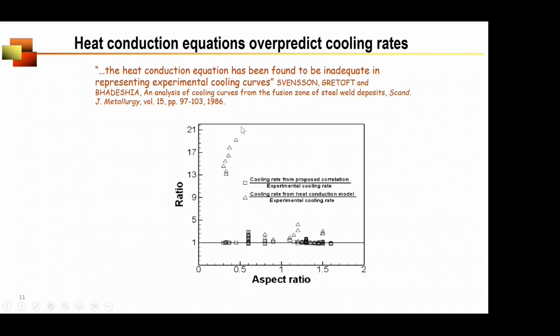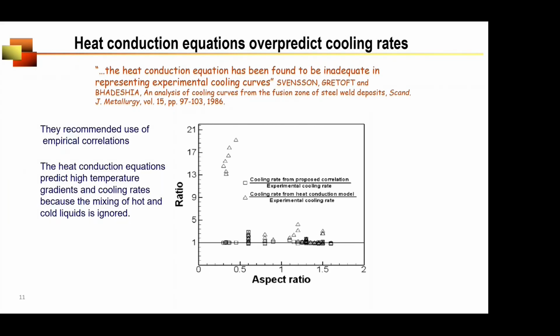If you plot the cooling rate from the heat conduction model divided by the experimental cooling rate, you will see that the cooling rate calculated from heat conduction model were about 13 to 18, 19 times larger. So there is a huge error in terms of this ratio. The cooling rate calculated by the heat conduction model can be 18 times larger. So we have to be careful in where we use it. Bhadeshia and co-workers recommended use of an empirical correlation rather than heat conduction models.